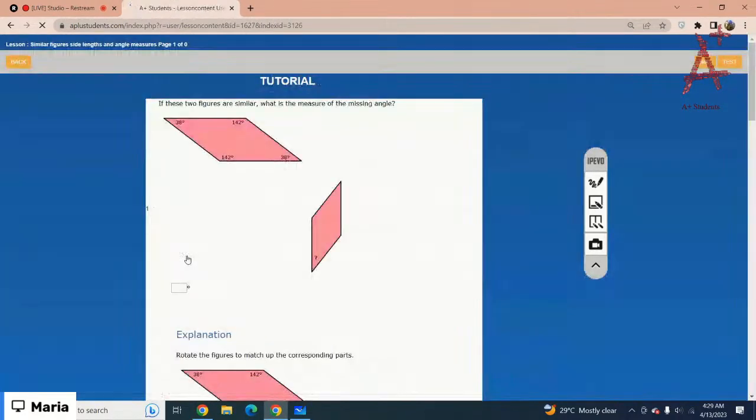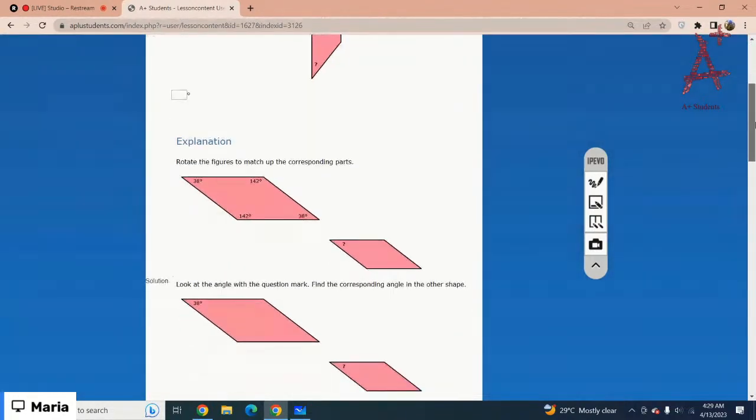Similar figures, side lengths and angle measures. If the two figures are similar, what is the measure of the missing angle? Similar figures have the same angles. Got it?